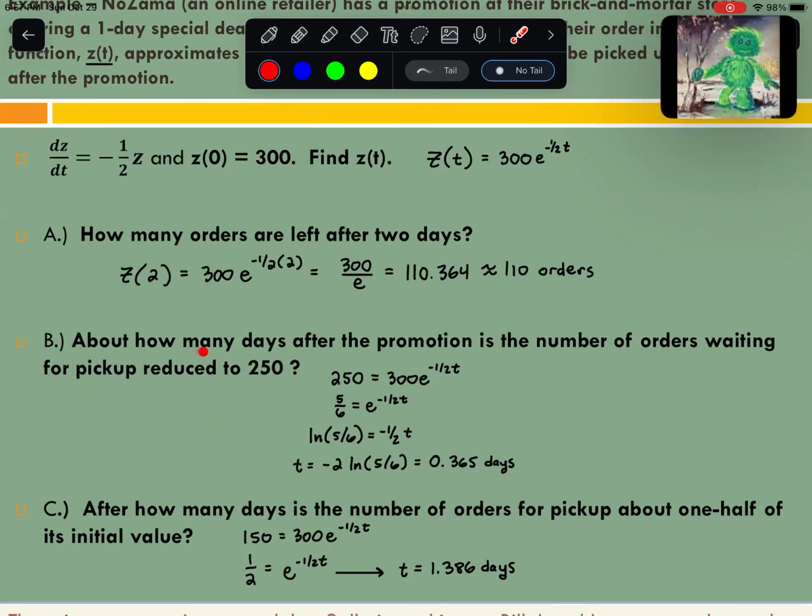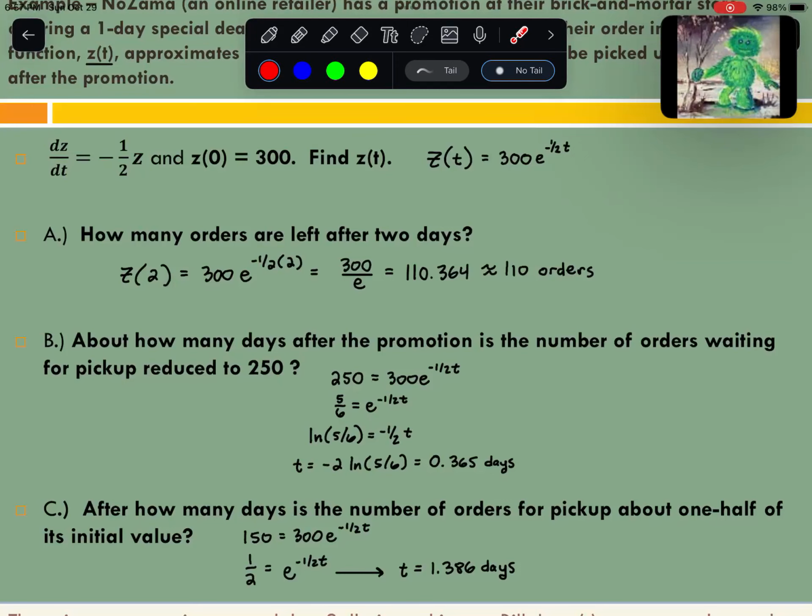Part B, about how many days after the promotion is the number of orders still waiting for pickup down to 250? This value that they're giving us is not a number of days, it is the number of orders. So this goes in as the value of the Z on the left side. And now we are solving for T.